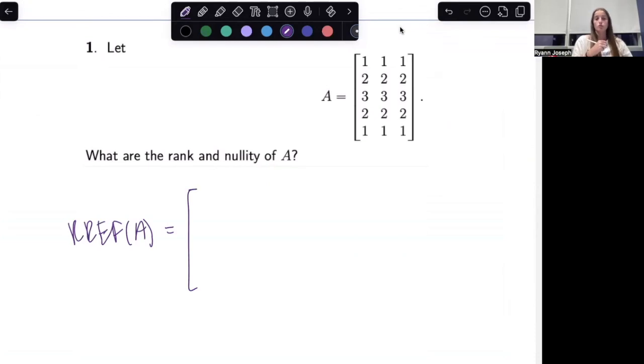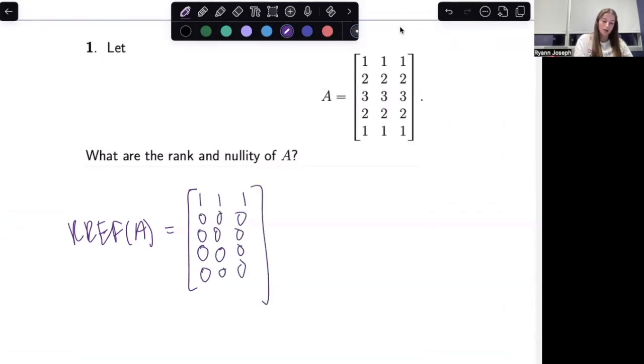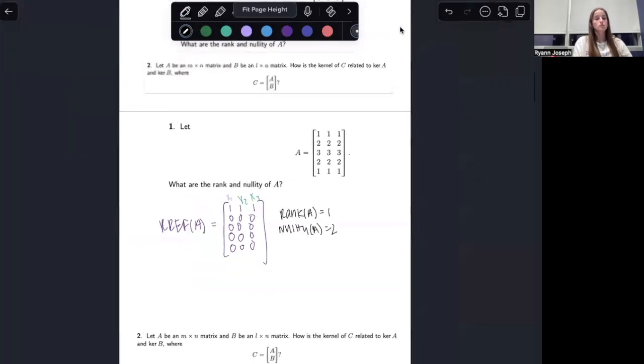Row 4 is equal to row 4 minus 2 times row 1. So the reduced row echelon form looks like this, where x1 is our pivot variable, and x2 and x3 are our free variables. They want to know the rank and the nullity of A. The rank is 1, because we have one non-zero row, and the nullity is equal to 2, because rank plus nullity is equal to the number of columns.